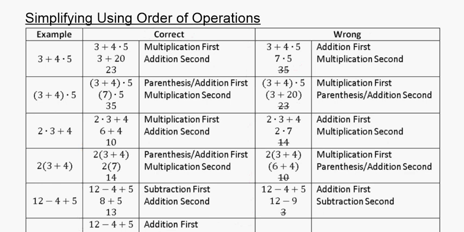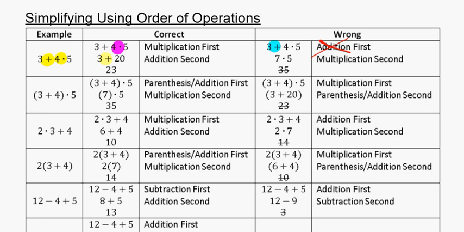So this first example, we have addition and we have multiplication. Multiplication is before addition. So you first multiply 4 times 5. And then after you multiply 4 times 5, you can go ahead and add the 3 and 20 to get 23. In the example over here, we added first to get 7, which is actually incorrect. You cannot add first, so that is wrong.